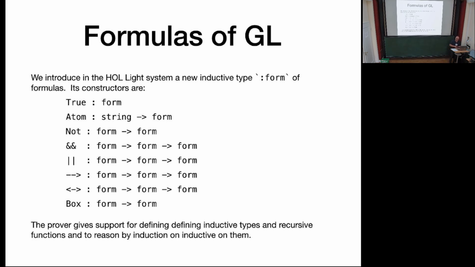Okay, so I don't have so much time to do all that I want to do. So let me say something quickly. First of all, we give a data type of formulas that we call form, and it has the usual constructions that you can expect. So there is truth, atoms, negation, conjunction, disjunction, implication, biimplication, and box. The diamond is not given in the syntax because you can obtain it by duality.